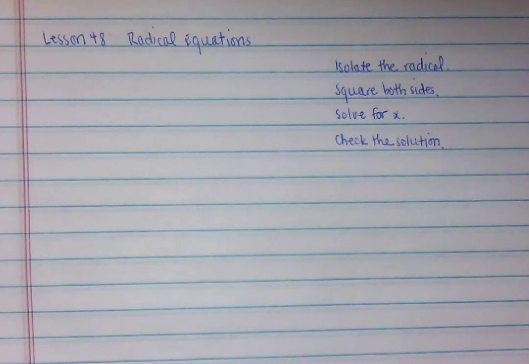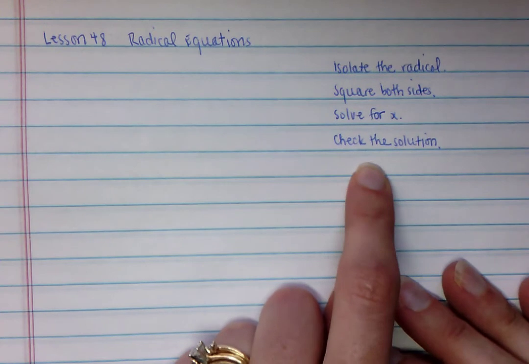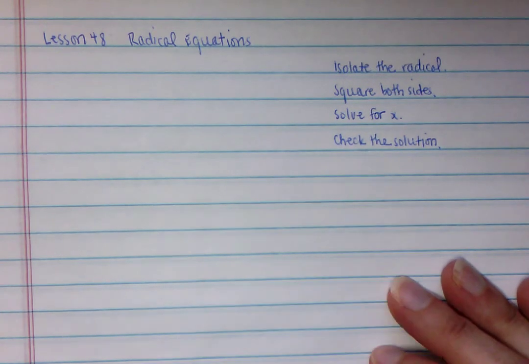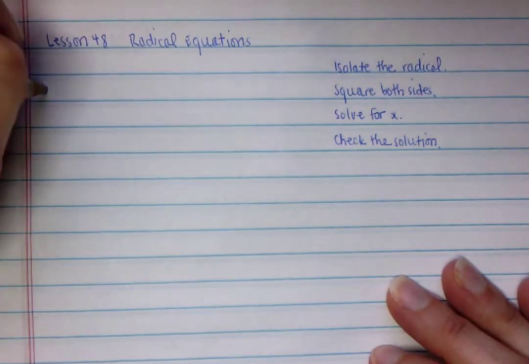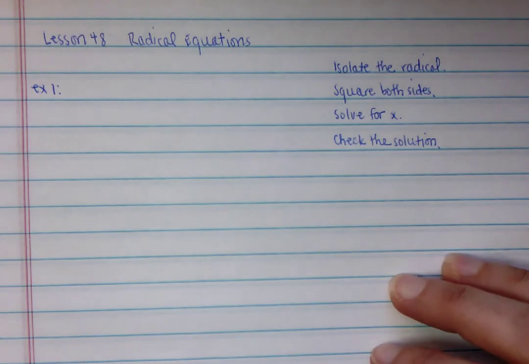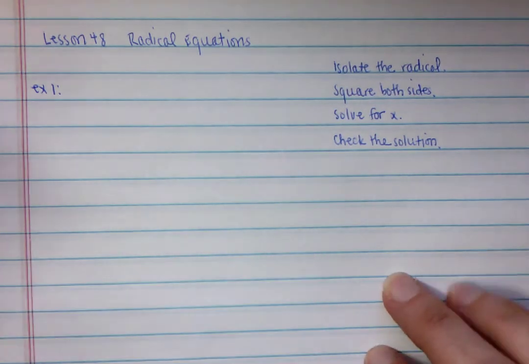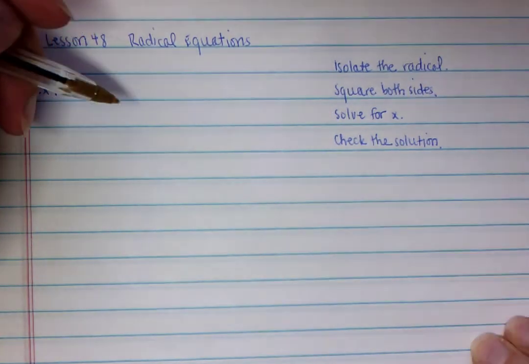Hi students, so in this lesson we're going to be solving radical equations. And on the side here I just wrote the process that we're going to be using to solve these. So the first thing that we're going to do is isolate the radical, then we'll square both sides, then we can solve for x and we'll have to check our solution.